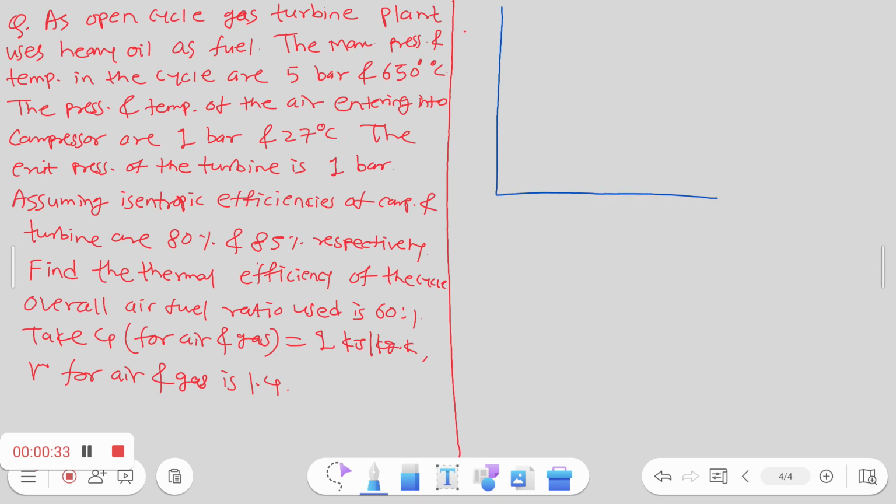So how will the TS diagram come? The TS diagram will be like this. Okay, all of you look here. Now this is the minimum pressure, P minimum, and P maximum. Only two pressures are there. Okay, so the isentropic cycle will be like this.